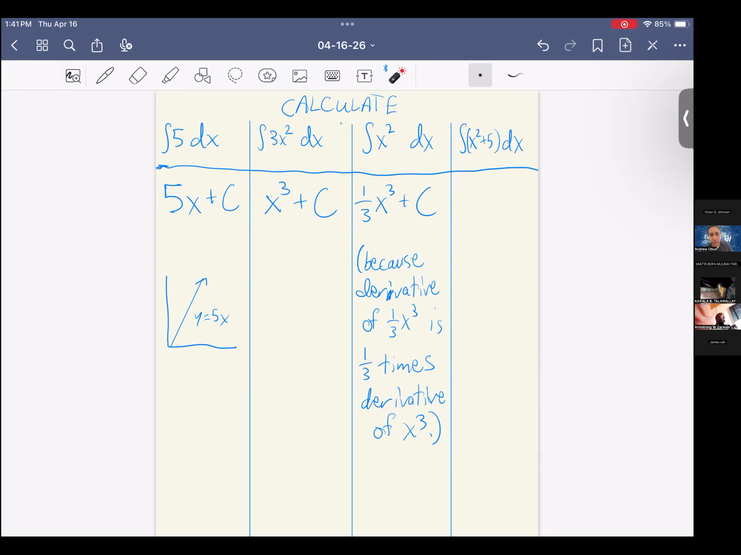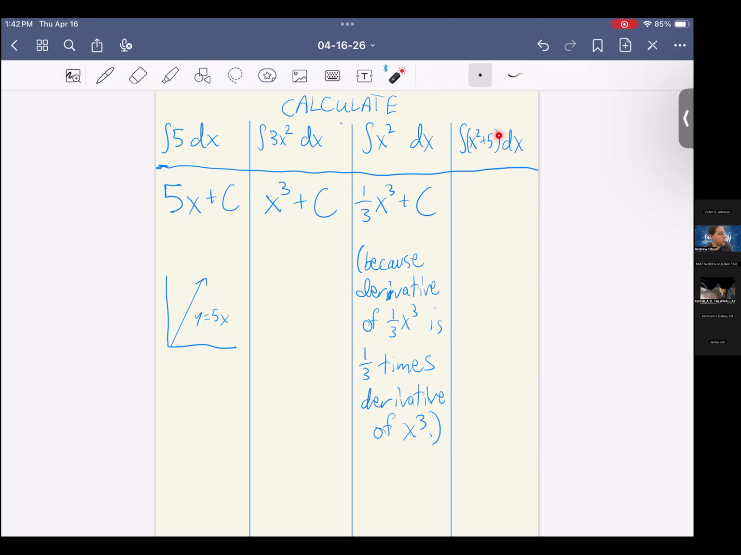So now, what about the last one? Do you want to just give the answer for the last one? Let me try the last one. So if I say x cubed over 3 plus c, that should be correct. Yeah, you could also write that as x cubed over 3 if you want to. That's fine. It's the same thing.